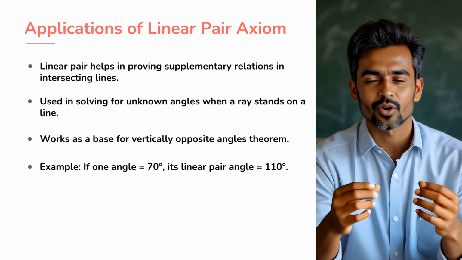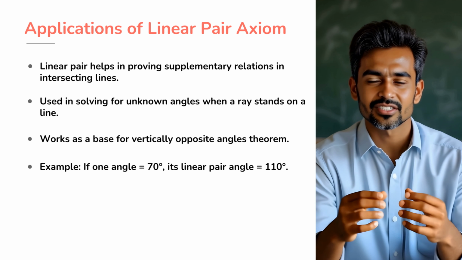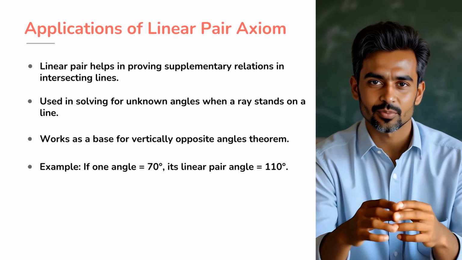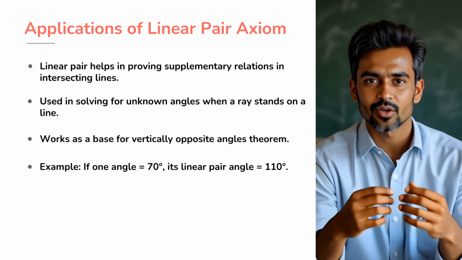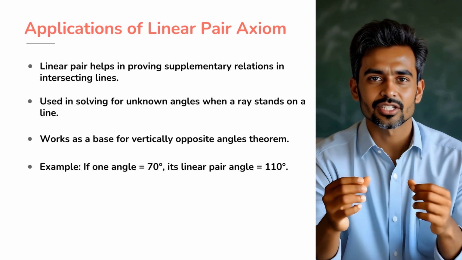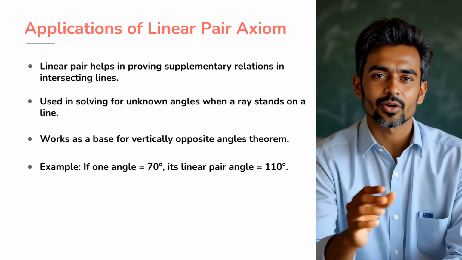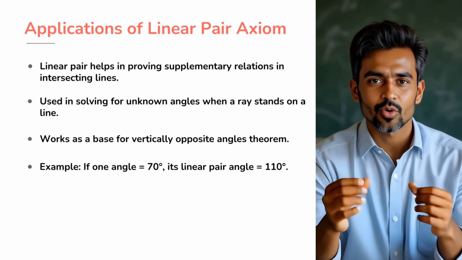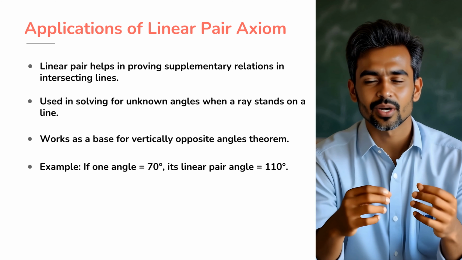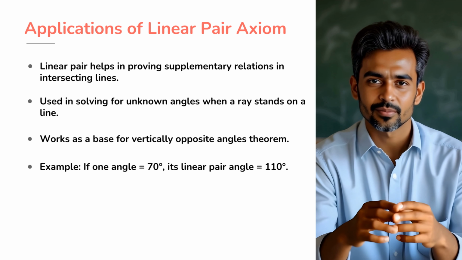This axiom is not just theory, it's extremely useful. For instance, if one angle in a linear pair is 70 degrees, the other one is simply angle equals 180 degrees minus 70 degrees equals 110 degrees. Such calculations are the building blocks of geometry problems, especially when dealing with triangles, polygons, or even architecture.